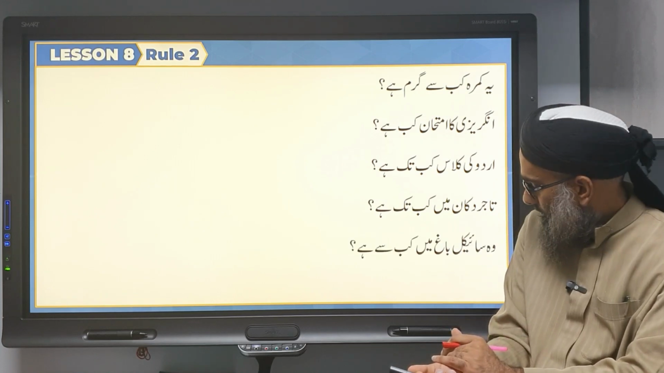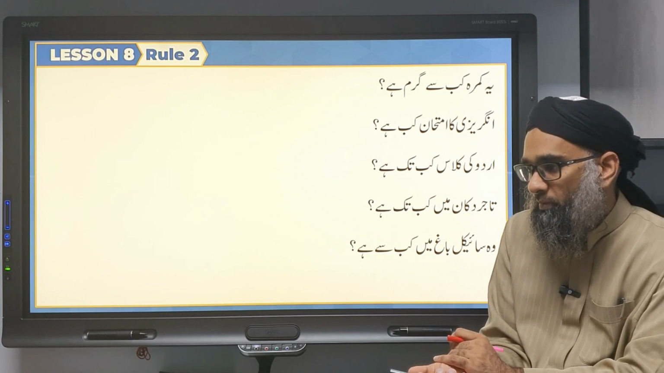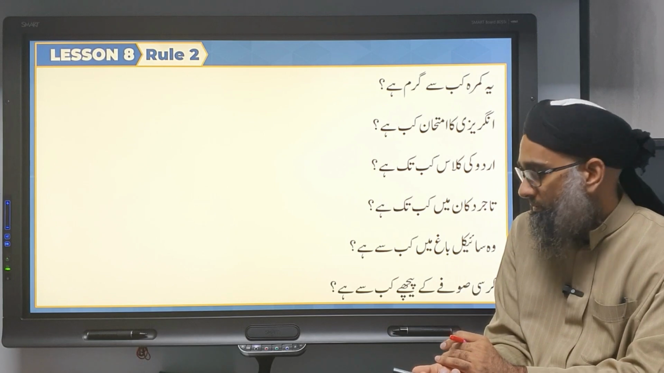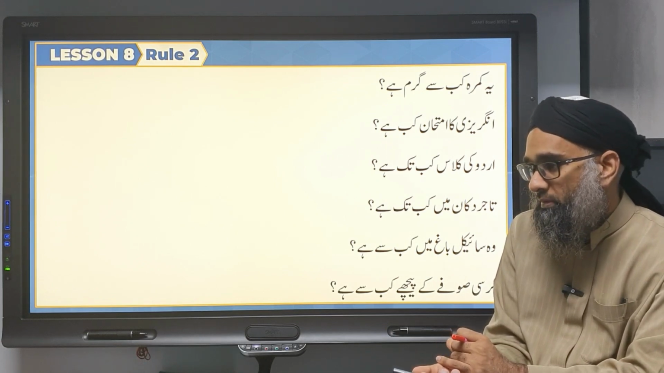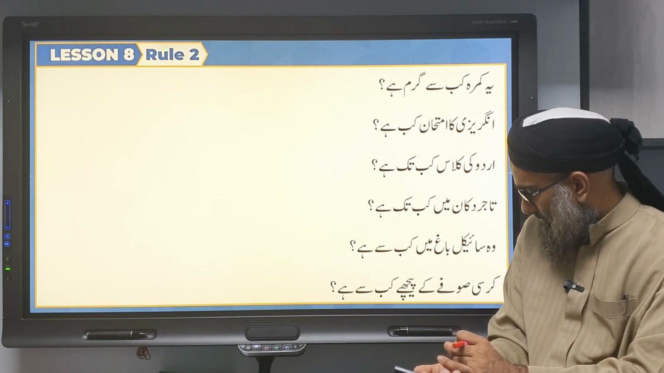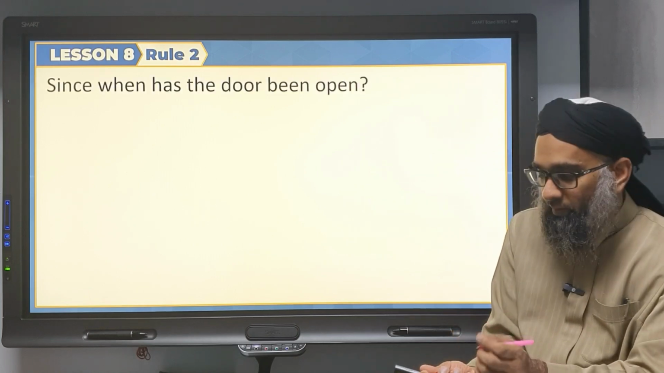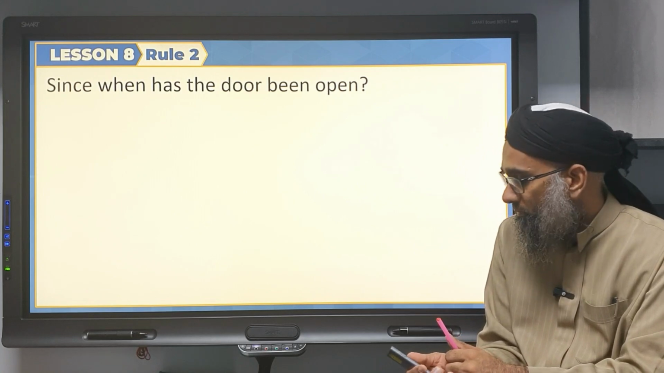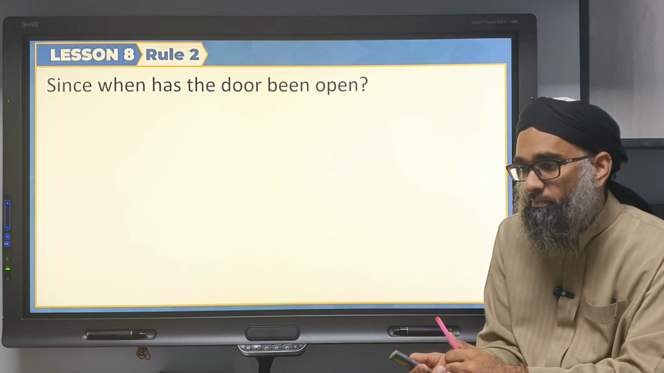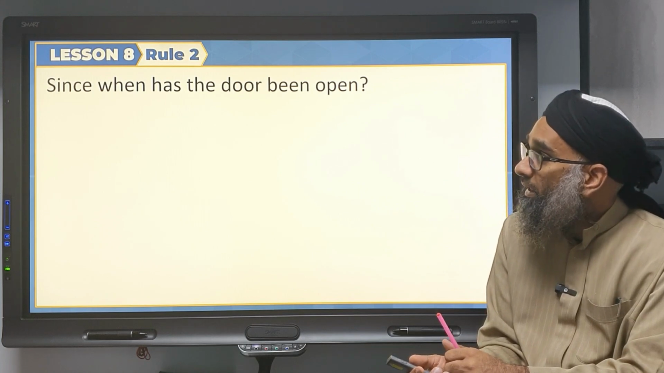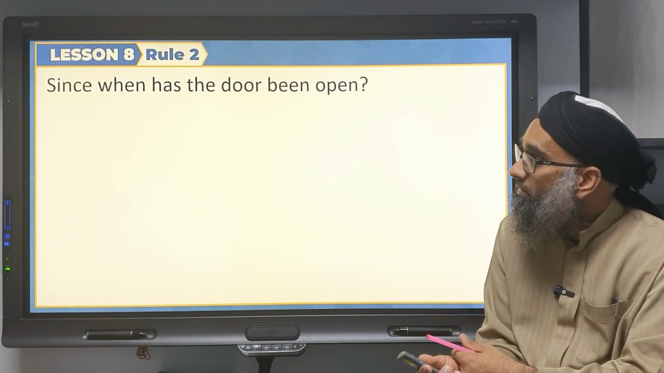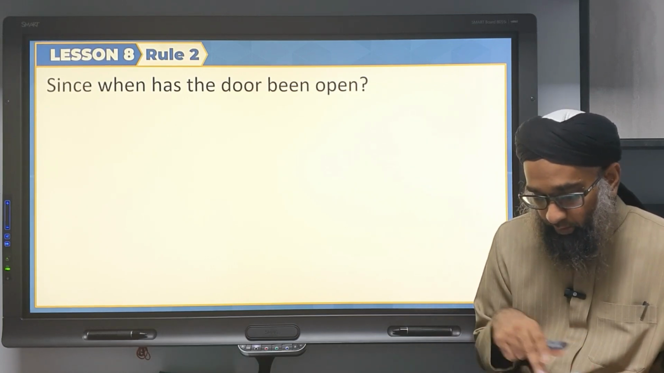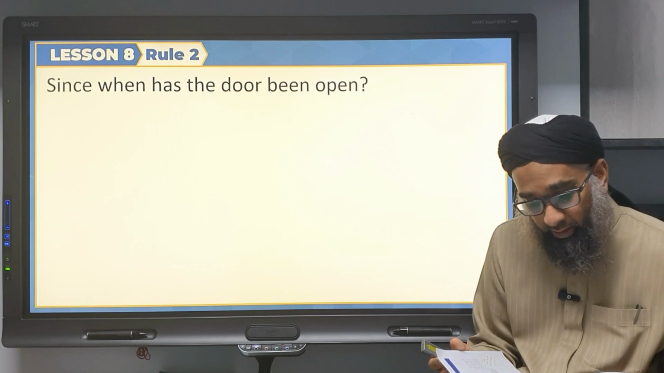Next one. Wo cycle dukaan mein kab se hai? How long has that bike been in the shop for? Kursi sofe ke piche kab se hai? How long has the chair been behind the sofa? Okay, next one. Darwaza kab se khula hai? Since when has the door been open?